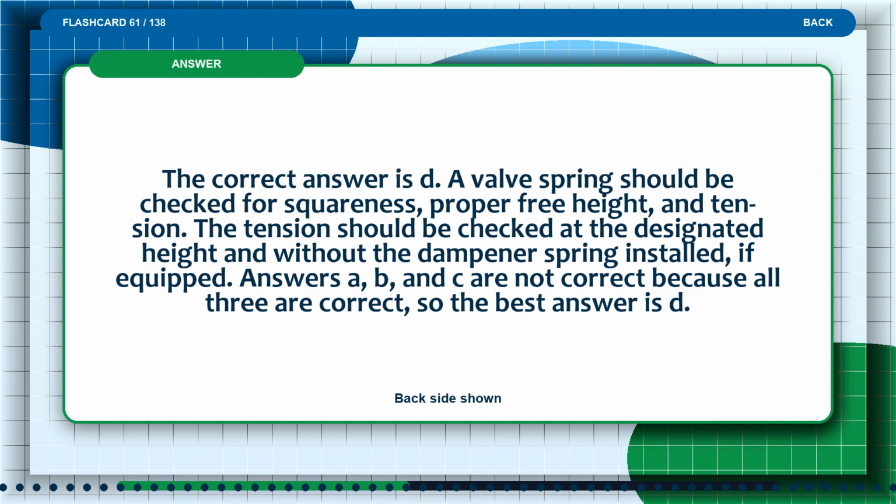The correct answer is D. A valve spring should be checked for squareness, proper free height, and tension. The tension should be checked at the designated height and without the dampener spring installed if equipped. Answers A, B, and C are not correct because all three are correct, so the best answer is D.